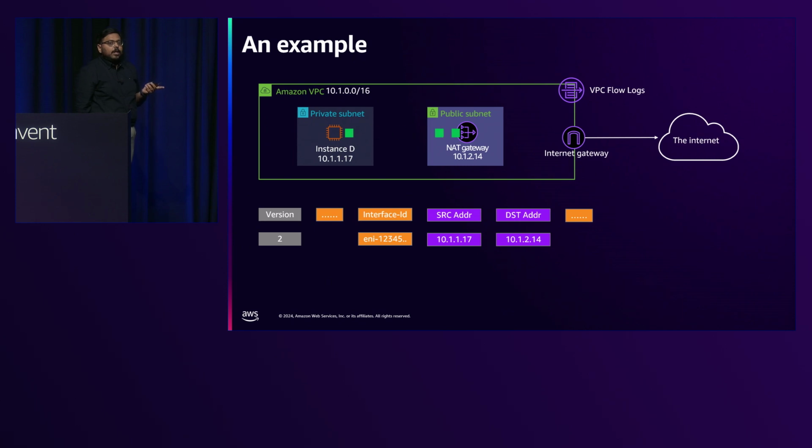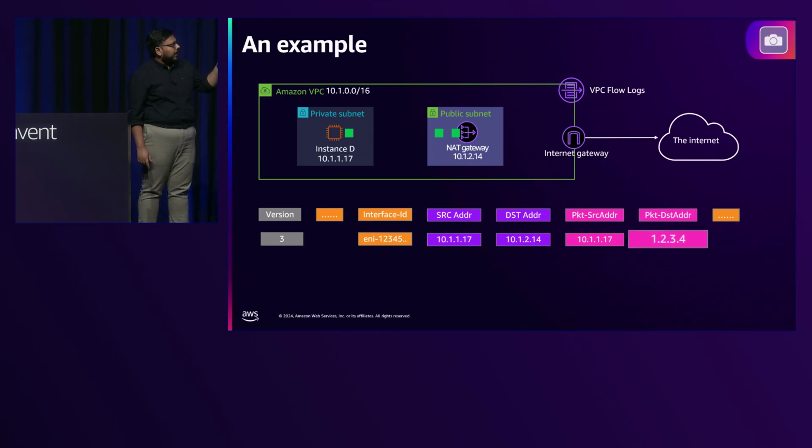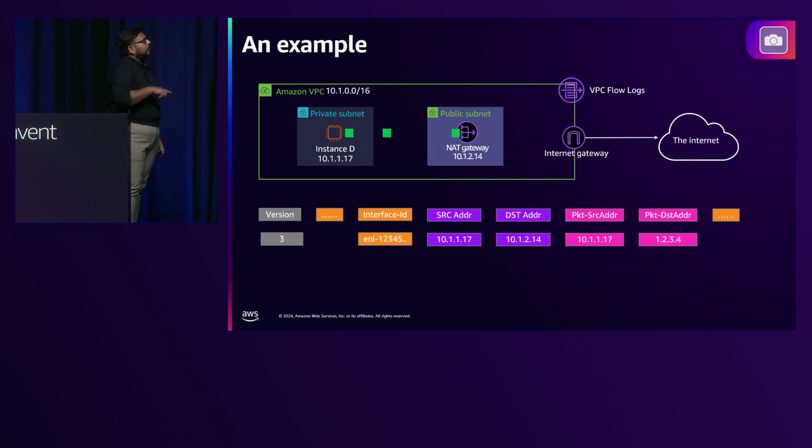But now let's say I have version 3 of the flow logs, and I enable version 3 on the instance D in the private subnet. Now you will notice two additional fields here, the packet source address and the packet destination address. This packet destination address field tells me the actual final destination of that packet, which in this example is 1.2.3.4 in the internet. So you can see that by using just version 3 of the flow logs, my job of identifying where the traffic is going to the internet through that private subnet became much easier.